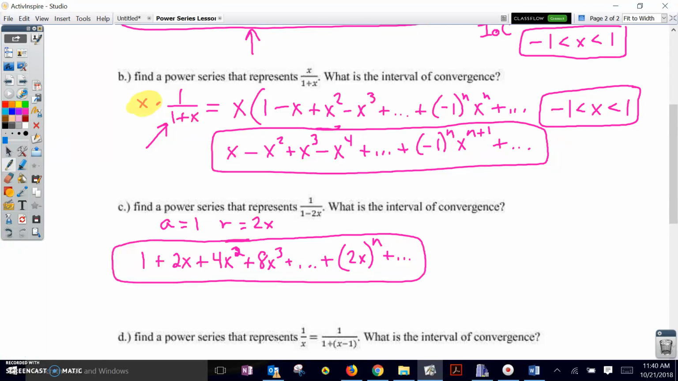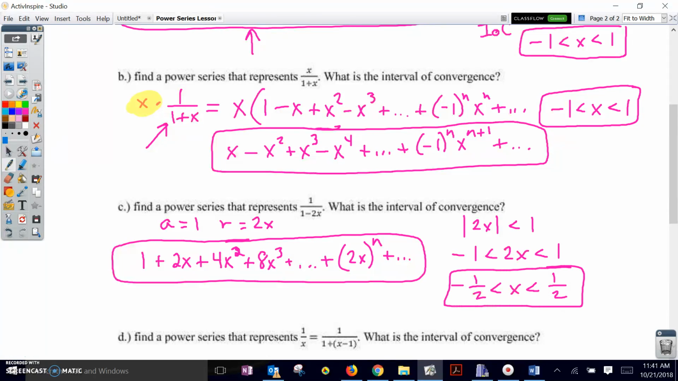And now as far as my interval of convergence goes, with a geometric series, as long as the absolute value of r is less than 1, it converges. And so I'll solve this inequality to give me my interval of convergence. Divide all the parts by 2. And there's my interval of convergence for this series. Alright, that worked pretty well.